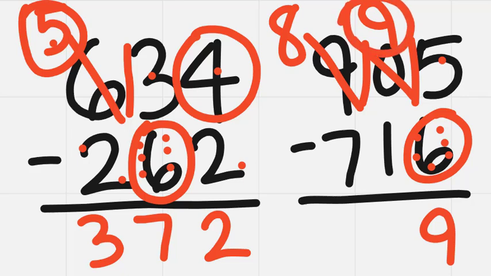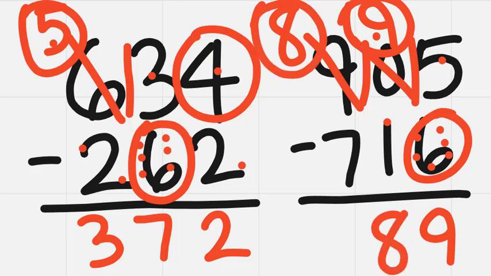Next, we'll circle the 9, touch and count. 9, 8. Finally, we'll circle the 8, touch and count. 8, 7, 6, 5, 4, 3, 2, 1. Our answer is 189. Well done. Be sure to check your work.